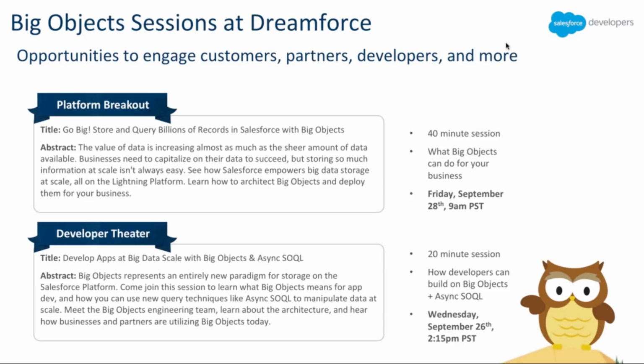Great. So you saw that we showed big object data as a related list. You saw that we used Async SOQL to bring it into a custom object and then use standard reports and dashboards in an ad hoc way on it. We also have a connector to go straight from big objects to Einstein Analytics.